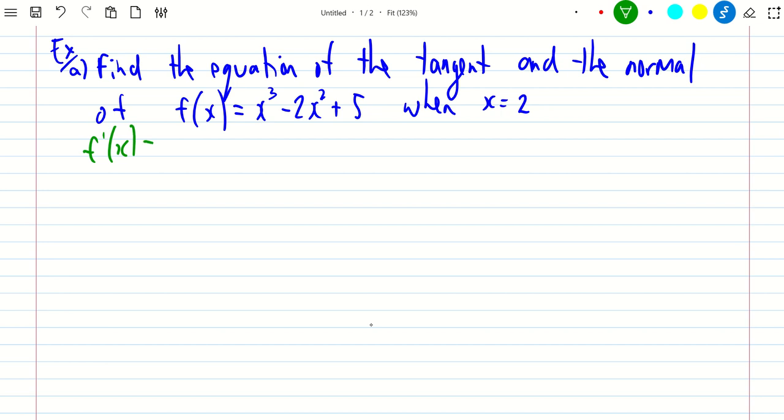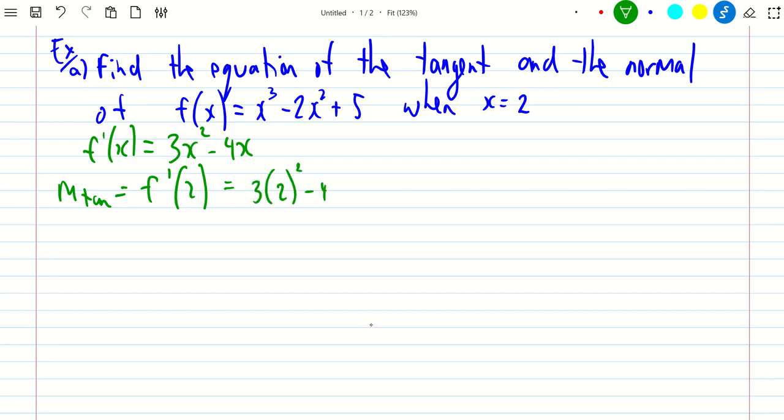Okay, so f dash of x is equal to 3x squared take away 4x. There's my derivative function. Fantastic. So the gradient of the tangent is going to be equal to f dashed of 2, okay? The derivative when x equals 2 will tell me what the gradient of the tangent is equal to, like we discussed before. So I just substitute x equals 2 into my function, and I get 3 times 2 squared, take away 4 times 2. 2 squared is 4, 3 times 4 is 12, so that's 12, take away 8. So I get my gradient of my tangent is equal to 4.